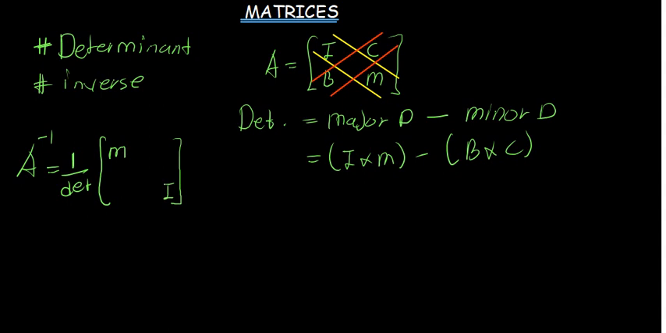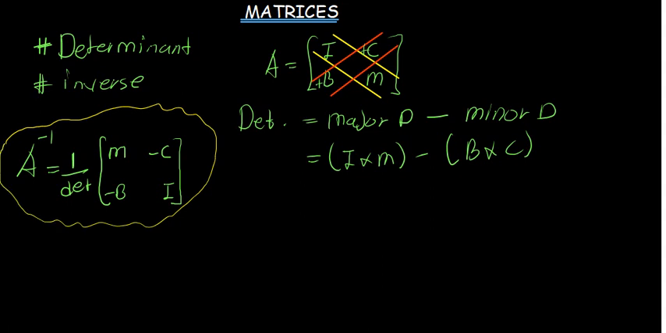I. But for the B and the C that are in the minor diagonal, these are going to maintain their positions. The only thing that is going to change about them is the signs that they have. So when you look at these, B and C are positive. Hence they will become negatives. If they were negatives, they will become positives.